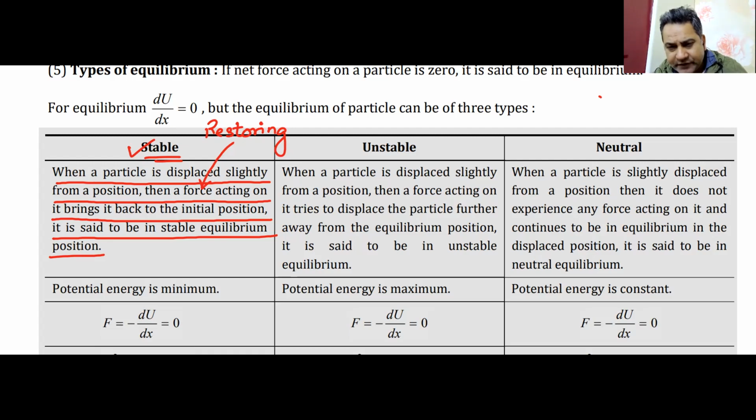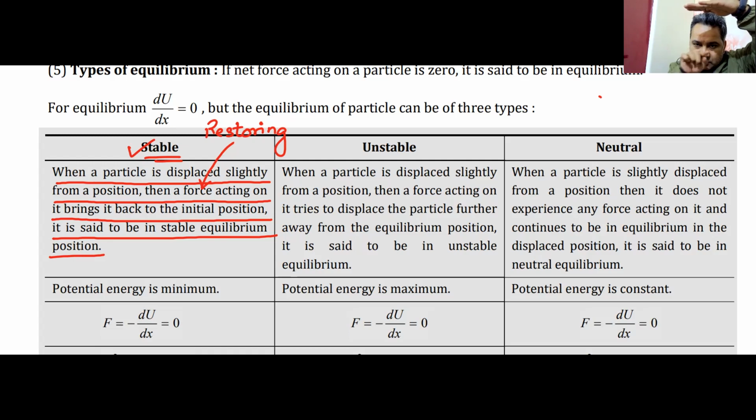Such type of equilibrium, where I displace a body from its initial position, a force will act and will try to bring the body back to its original position. Such equilibrium is known as stable equilibrium. You can take the example of a pendulum also. There is a wall or ceiling, a thread attached to it, and then a bob.